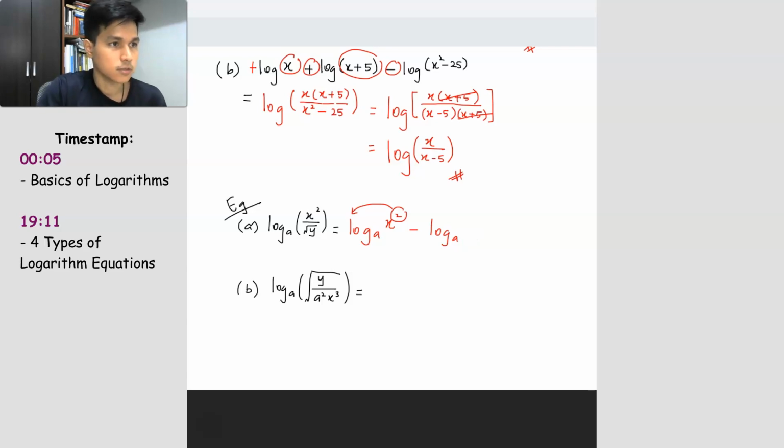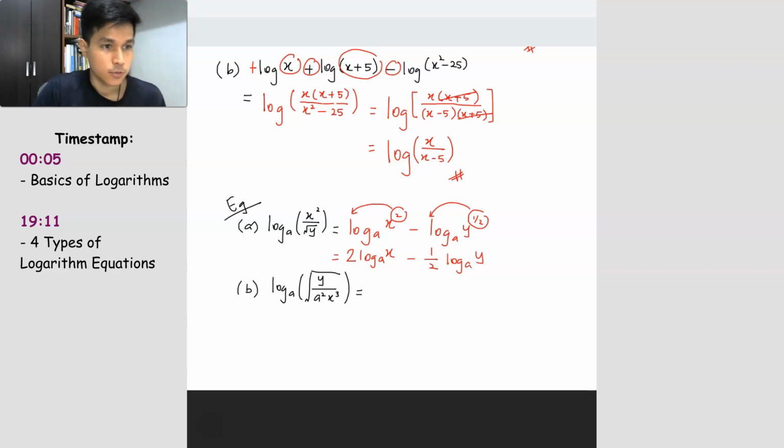Let me write this, because square root means what? Square root means power 1 over 2, right? So this 1 over 2 can also be brought to the front. If you don't understand what I'm talking about, later we'll cover it. This is the third law actually. So you get 2 log base a x minus 1 over 2 log base a y. Okay, so this is your answer.